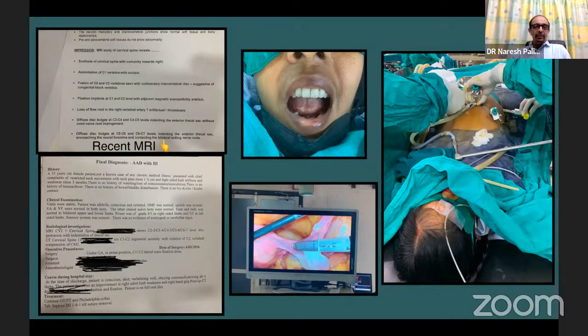The C1, C2 fixation was already done. So I convinced her for a segmental spinal, and it was done with two-drug technique. I did not touch her neck at all, except for putting an ETCO2 monitor.